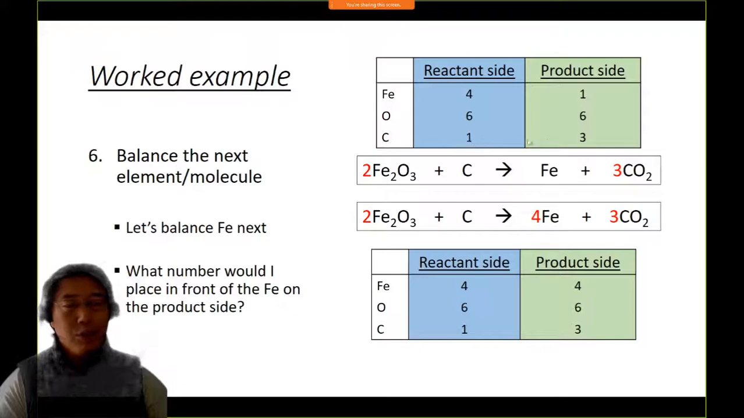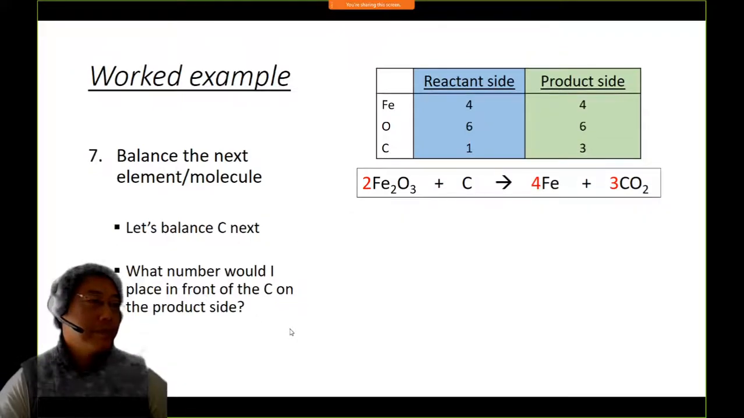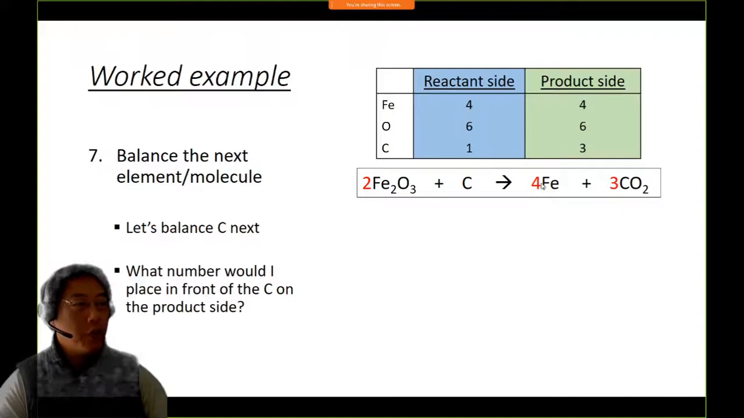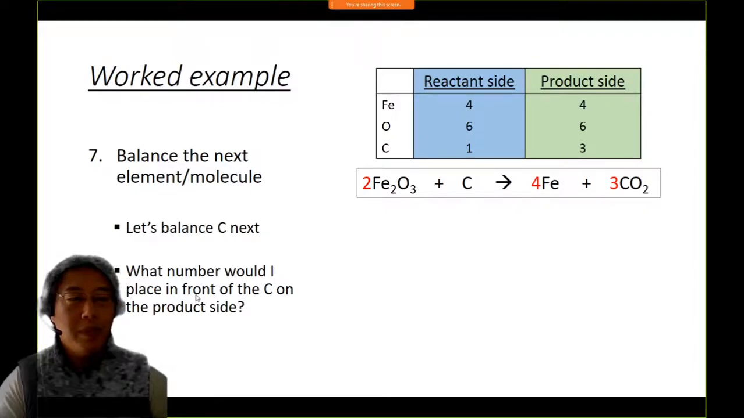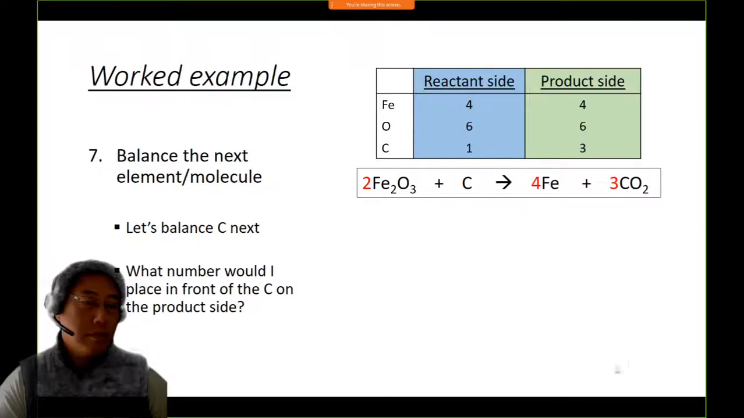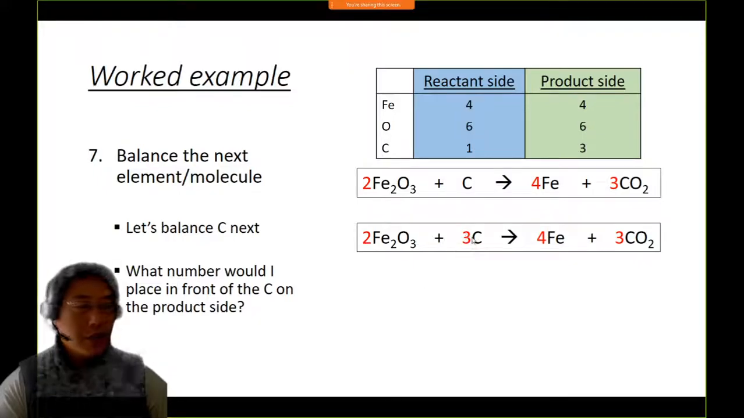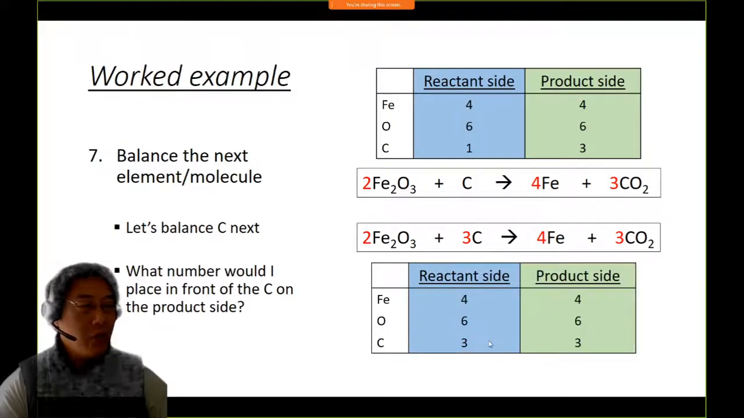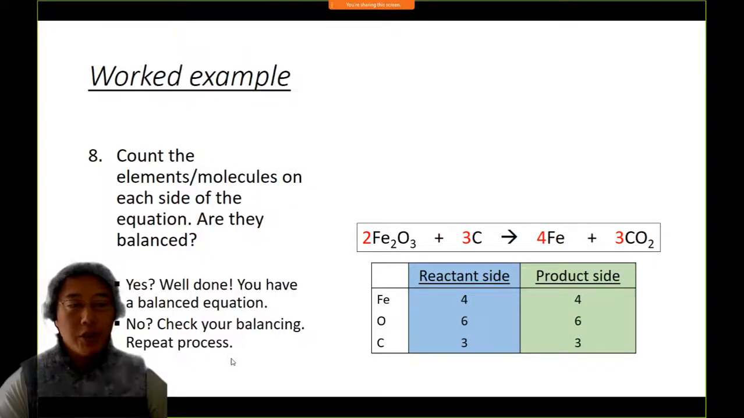What's left now is your carbon. You need to balance it. So we're down to carbon. We have a 4 here. So carbon is a 1 here and a 3. So what coefficient, what number needs to be in front of the carbon? It's going to be a 3, you multiply by 3, you put a 3 next to your C, you update your table, and now both sides are the same. So now that both sides are the same, your equation is balanced.